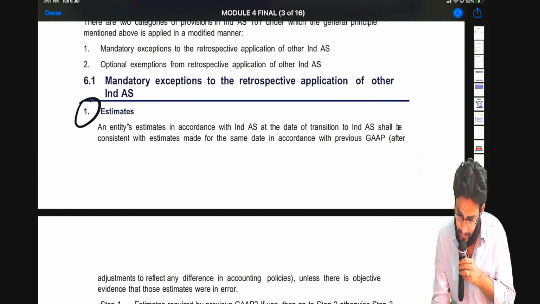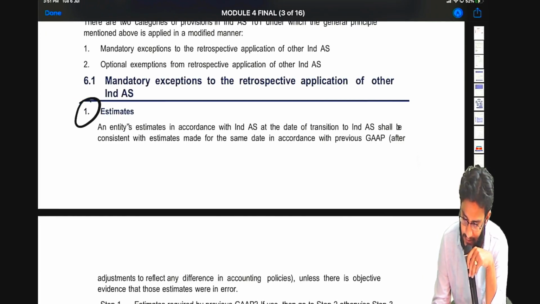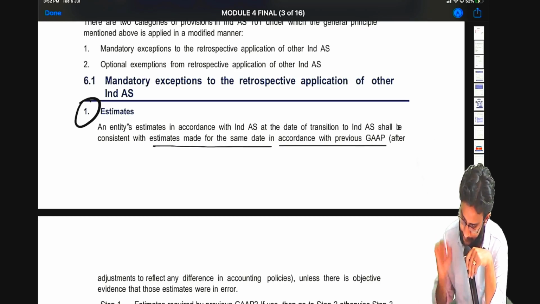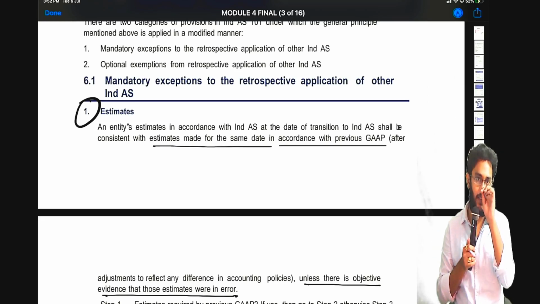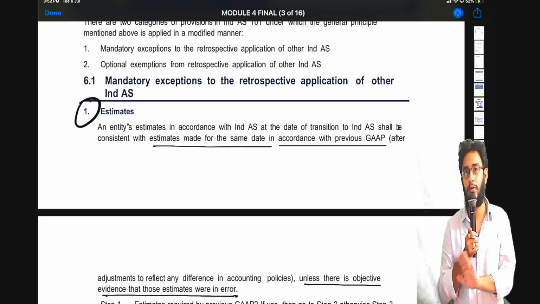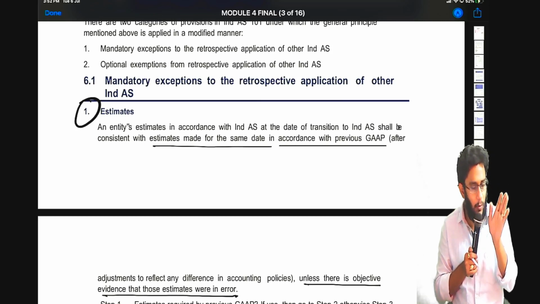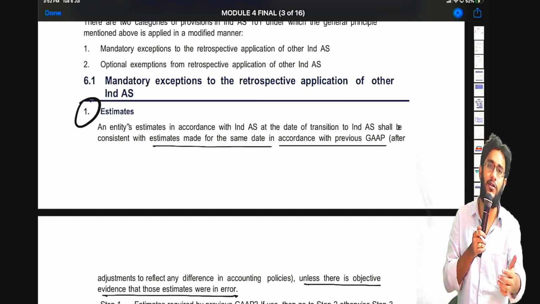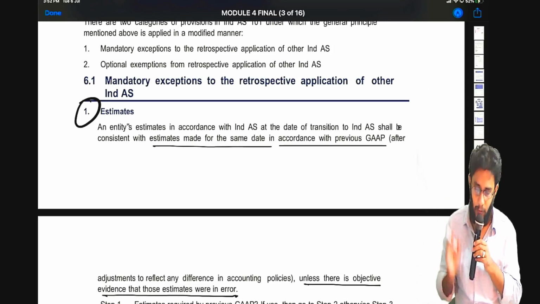An entity's estimates in accordance with Ind AS at the date of transition to Ind AS shall be consistent with the estimates made for the same date in accordance with previous GAAP, unless there is objective evidence that those estimates were in error. So until and unless you prove that there is an error in the original balance sheet itself, you are not supposed to revise any of the estimates prepared in the original balance sheet as per AS. Whatever estimates were there under AS, the same estimates must be used in the Ind AS balance sheet. That is one mandatory exception.